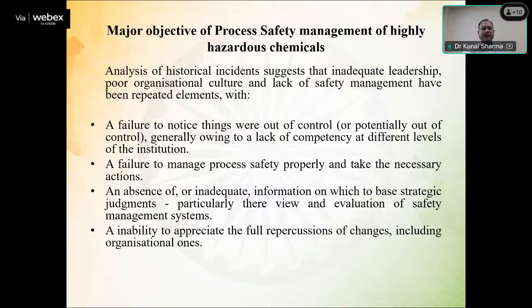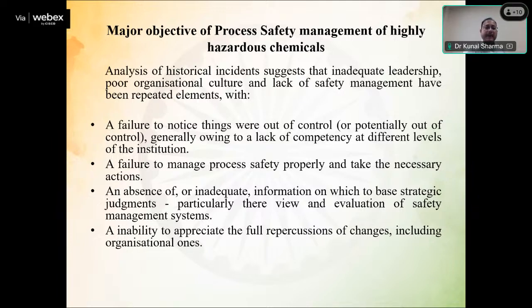A failure to manage process safety properly and take the necessary actions, an absence of adequate information on which to base strategic judgments, particularly their view and evaluation of safety management systems, and an inability to appreciate the full repercussions of changes, including the organizational ones. These are the major objectives for process safety management.